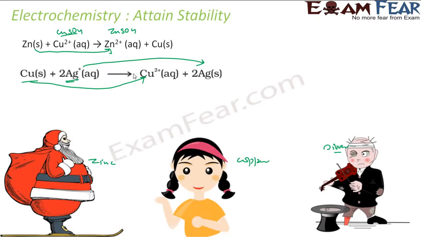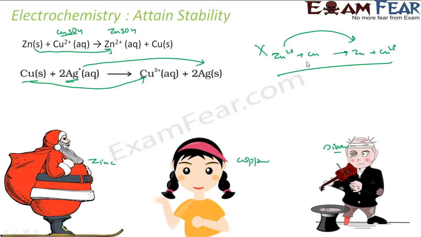But the reverse reaction won't happen. For example, if you take Zn2+ and react with copper, and you expect it becomes Zn and Cu2+, that won't happen. Why? Because zinc won't try to become Zn, right? Zinc wants to give electrons.